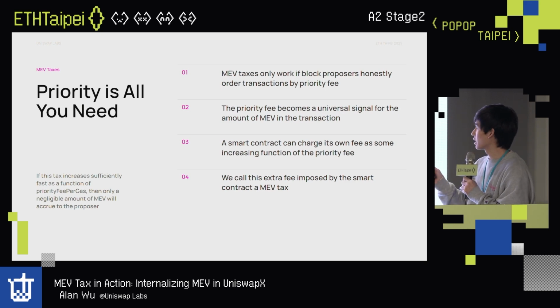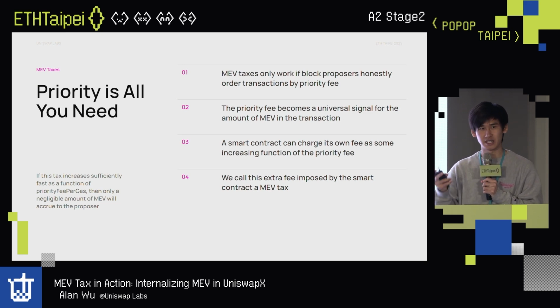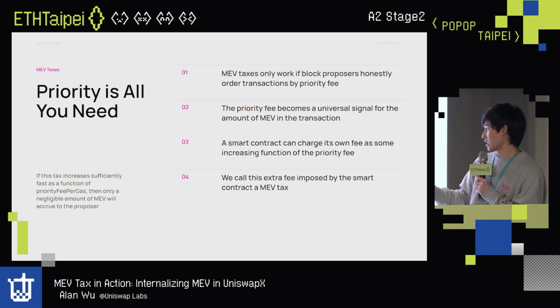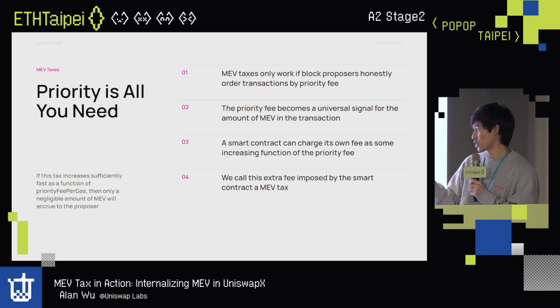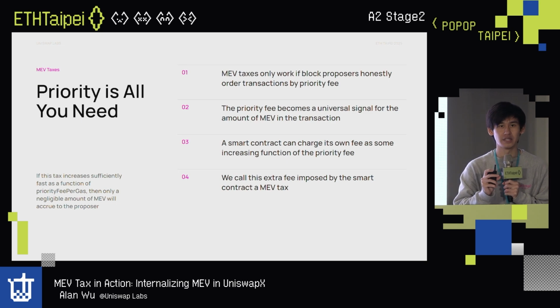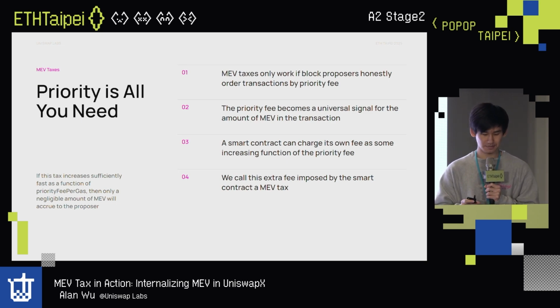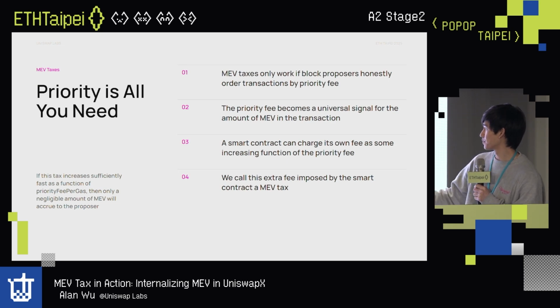But this can only work if block proposers order transactions by priority fee. If we know this to be true, then the priority fee on a transaction is a signal for how much MEV exists on it. And so because of that, during execution, a smart contract can look at what the priority fee is on a transaction and charge a fee based on that. And then the paper calls this fee a MEV tax.